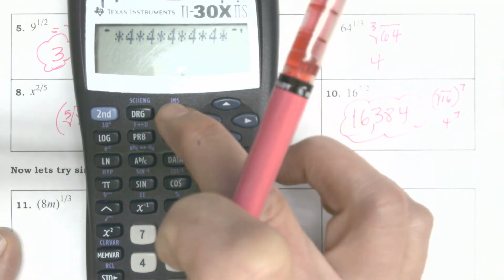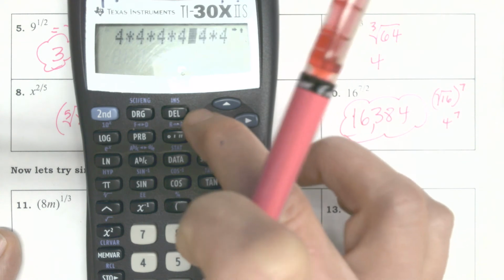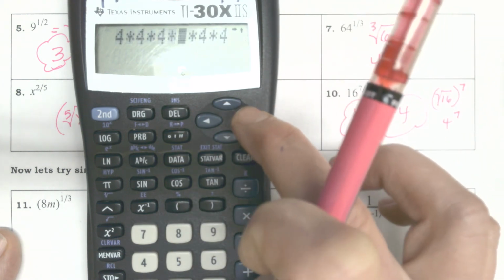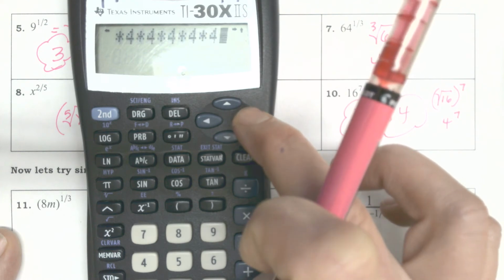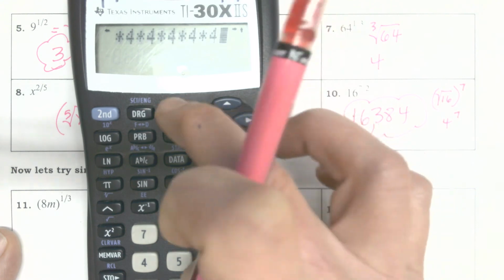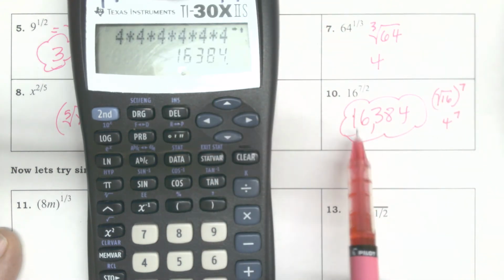I gotta count that again. See why plugging this in isn't always the efficient way. So 1, 2, 3, 4, 5, 6, 7. Okay, so I need to delete that one. All right, drum roll please. Let's see if I get it. Yes, I did get it to match.